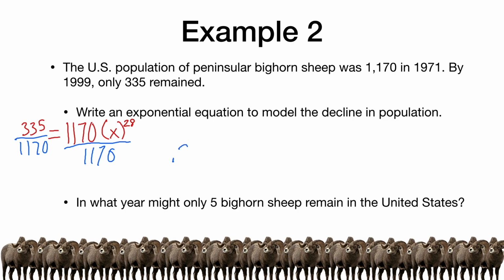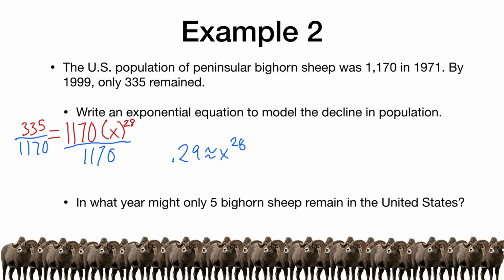0.28. Well, you know what? 0.29 is about x to the 28th. Now, the thing is, that means that there's only 29% of the original population. But how do we figure out how much it was declining each year?